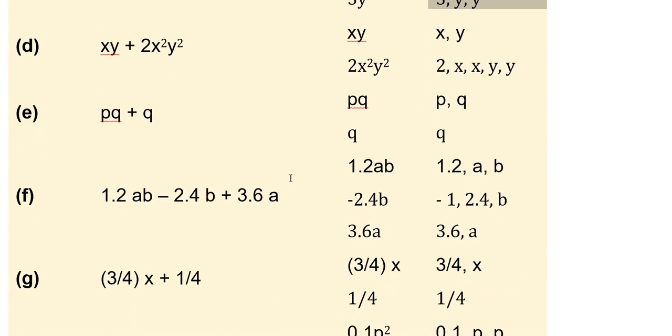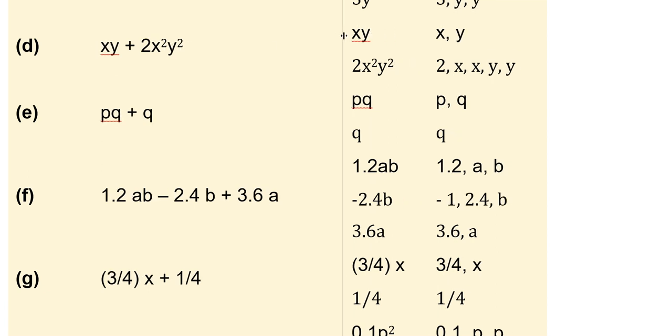D: x plus xy plus 2x square plus 2x square y square. xy is a term, 2x square y square is a term. x, y is the factors. 2, x, y, y is the factors. E: pq plus q, two terms, pq and q. Factors: p, q, q.